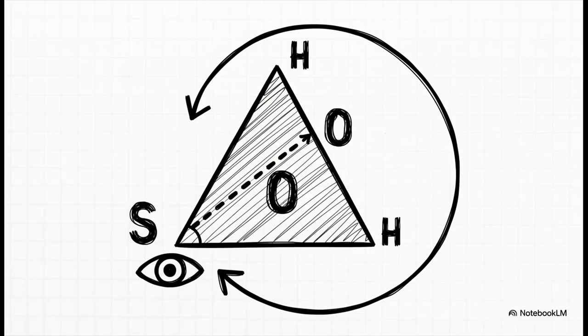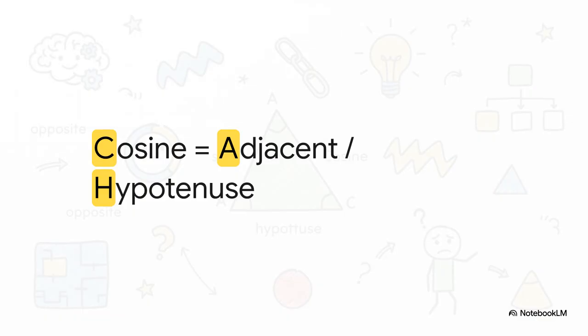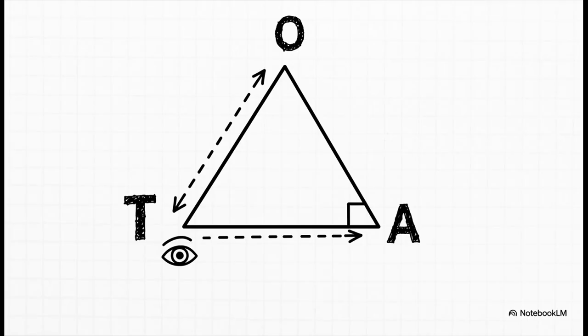So let's break down our magic word. The first part is SOH. This just tells us that the sine of an angle is the opposite side divided by the hypotenuse. SOH. Simple as that. The second piece of the puzzle is CAH. And yeah, you guessed it. It's the exact same idea. The cosine of an angle is the adjacent side divided by the hypotenuse. CAH. And to finish it off, we have TOA, which tells us that the tangent of an angle is the opposite side divided by the adjacent.